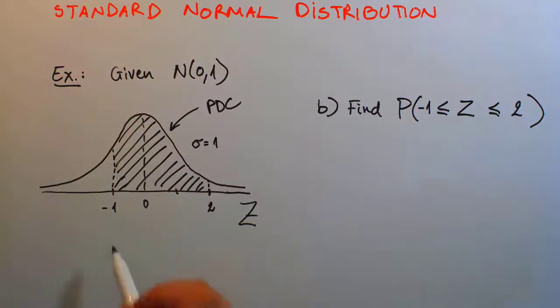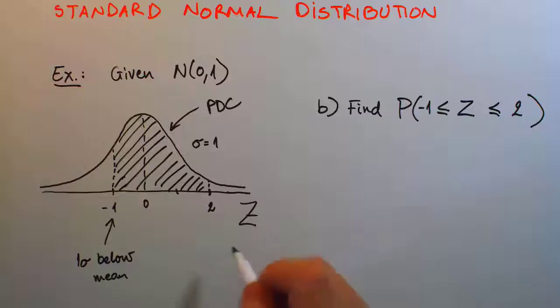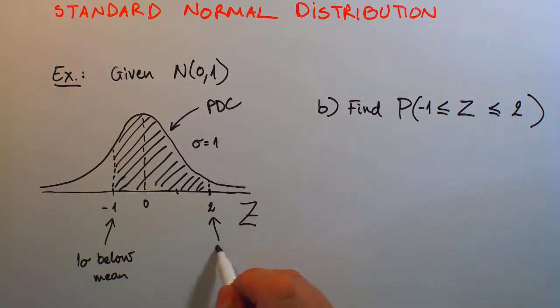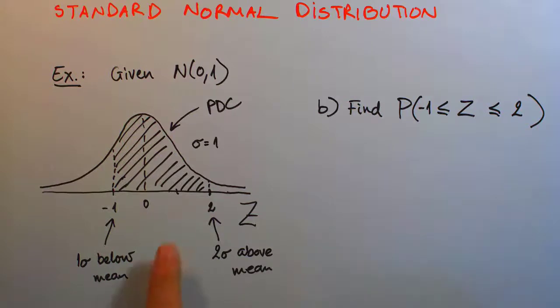accumulated shading area. And once again, this -1 here, it's a z-score being -1, but it also means we are 1 standard deviation below mean. And this other value right here, this other z-score, is being precisely 2 standard deviations above mean. And so it looks like it's a convenient place again to use your empirical rule.